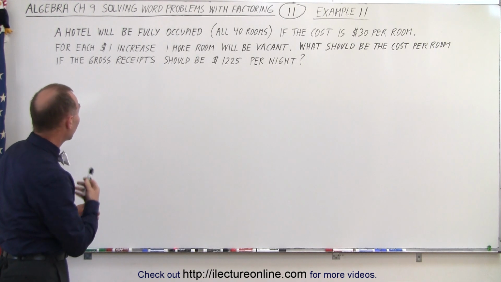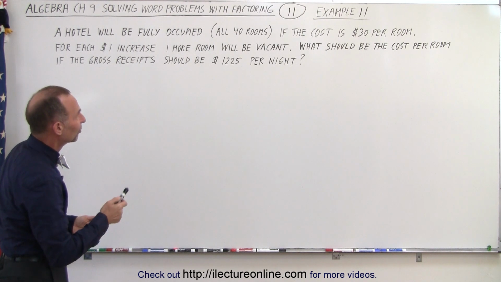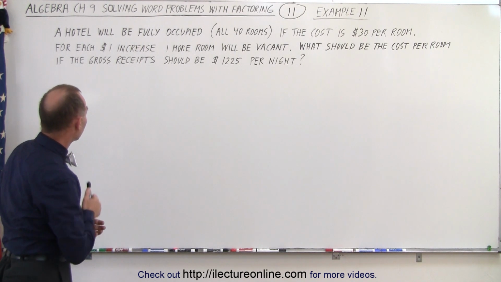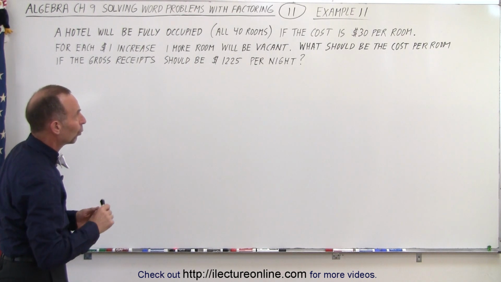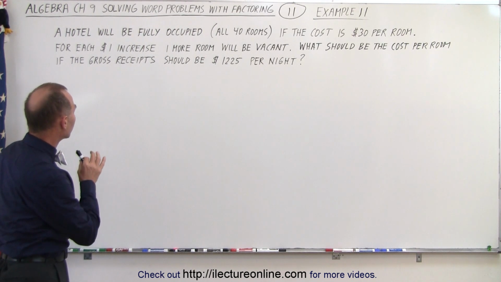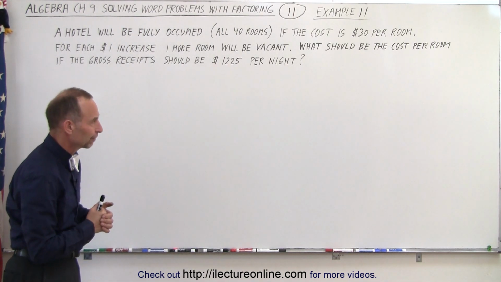Our last example for these word problems where we use factoring to solve them is the following. A hotel will be fully occupied, all 40 rooms, if the cost is $30 per room. For each $1 increase, one more room will be vacant. What should be the cost per room if the gross receipts should be $1,225 per night?